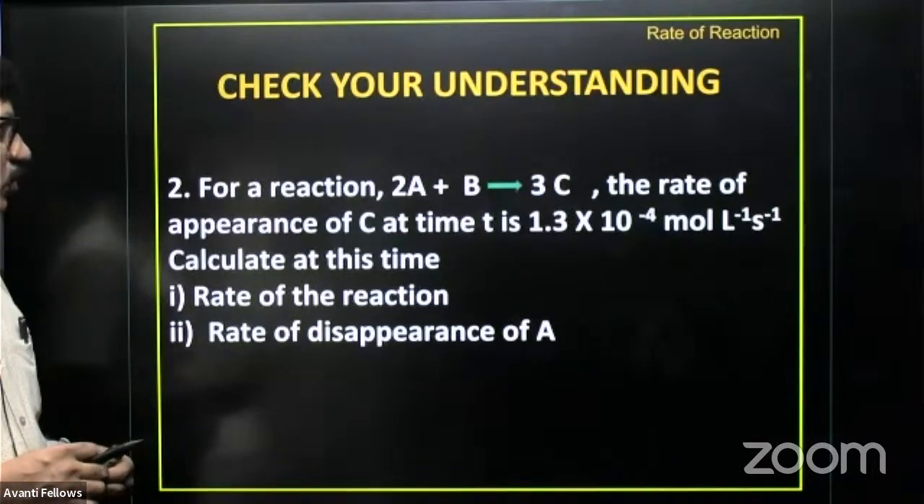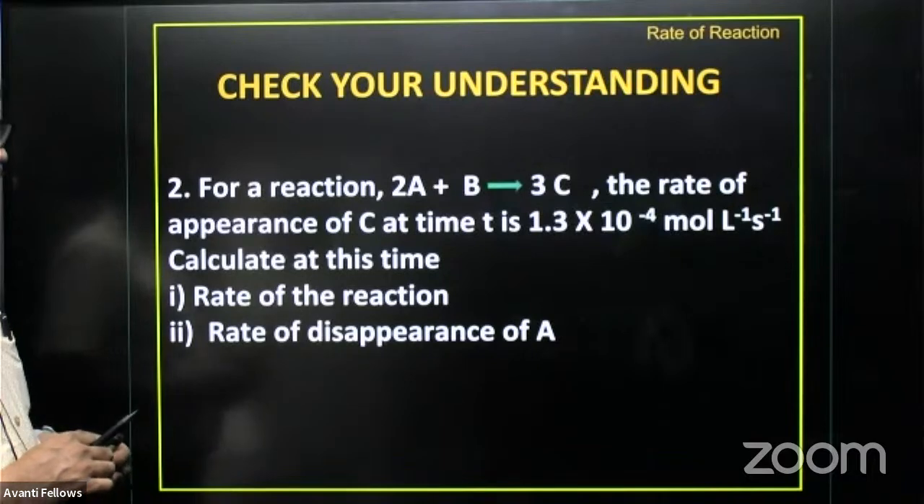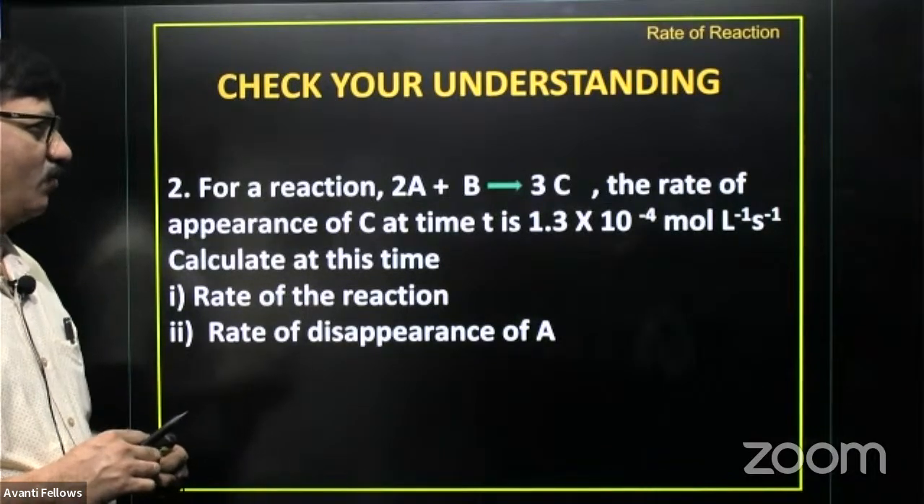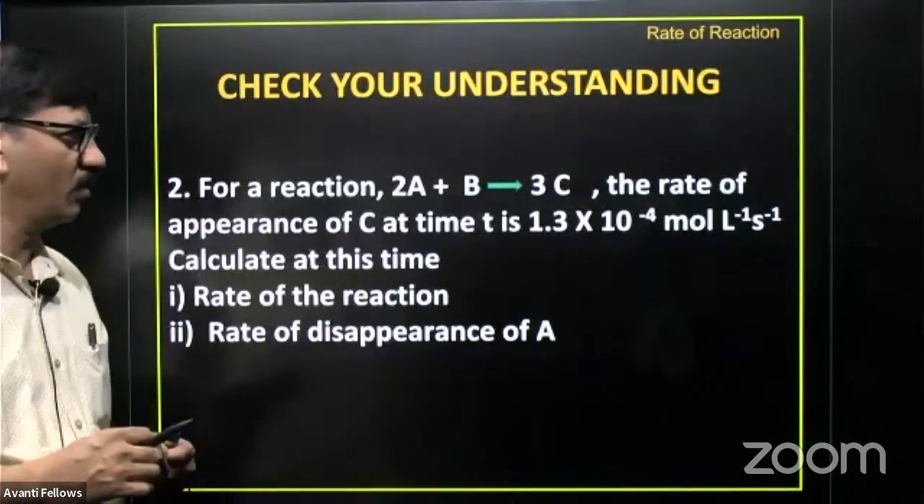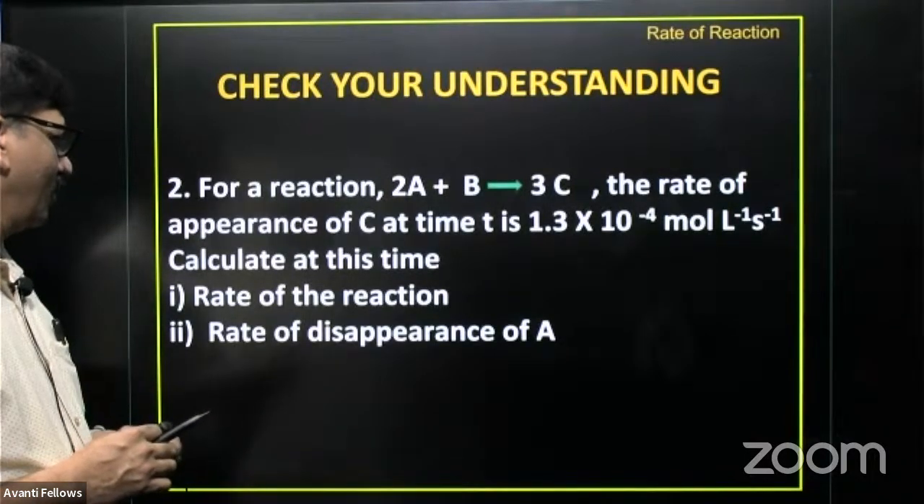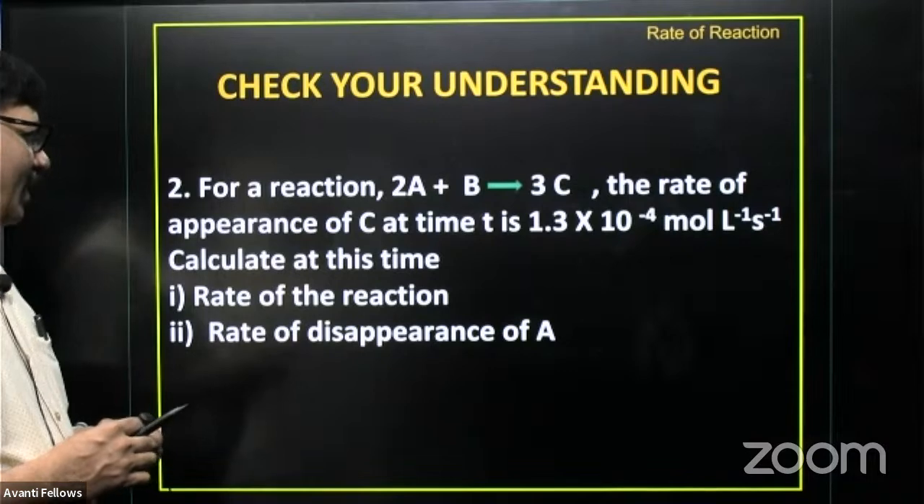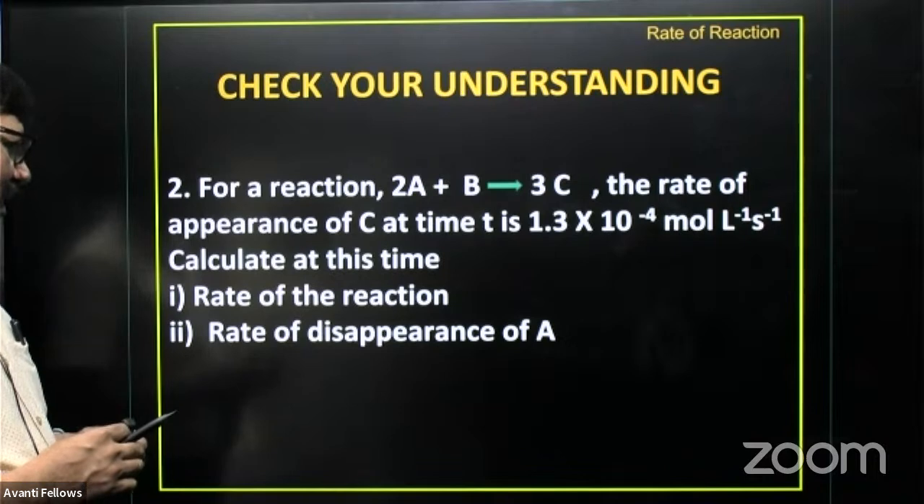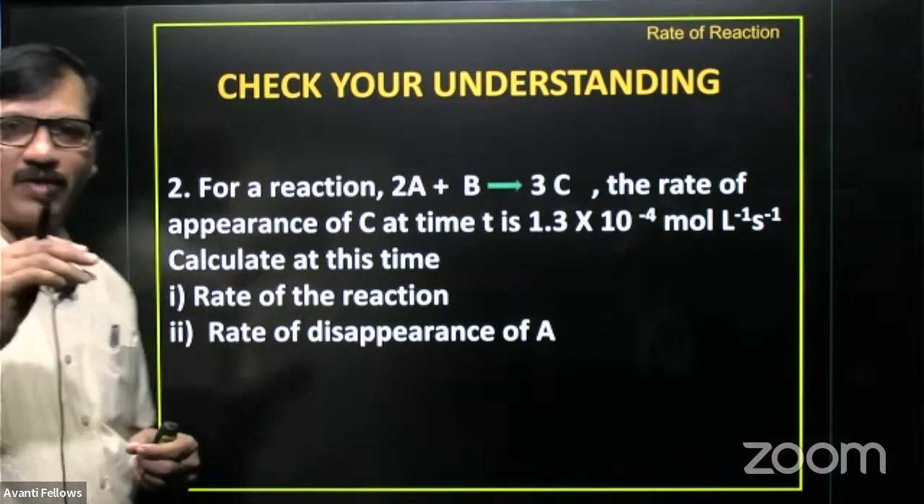For a reaction 2A plus B giving rise to 3C, the rate of appearance of C at a time t is 1.3 into 10 to the power minus 4 moles per liter per second. Calculate at this time the rate of the reaction and the rate of disappearance of A.